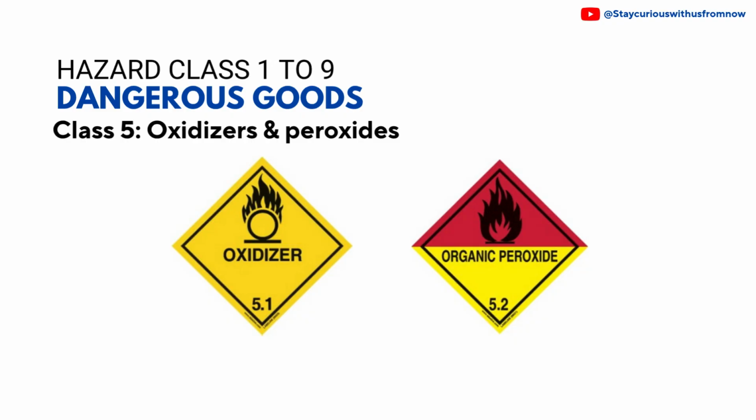Moving on to Class 5 oxidizers and organic peroxides. These substances don't burn themselves, but they can intensify fires or cause explosions when mixed with other materials. Division 5.1, marked with the yellow oxidizer label, includes chemicals like ammonium nitrate and hydrogen peroxide. Division 5.2, shown with the red and yellow organic peroxide label, covers compounds that are both oxidizing and unstable, such as benzoyl peroxide. Because of their reactive nature, Class 5 materials require strict temperature control and separation from flammable substances.